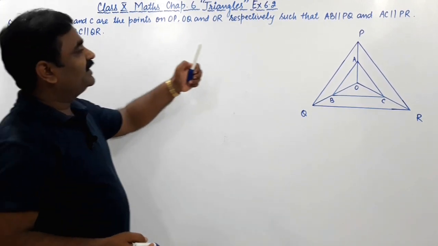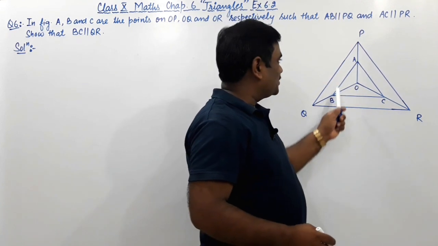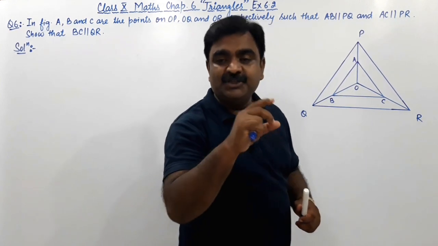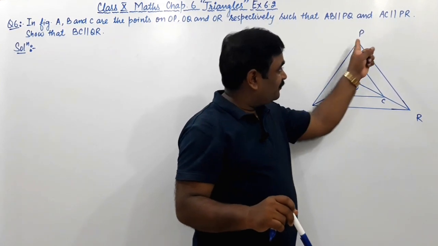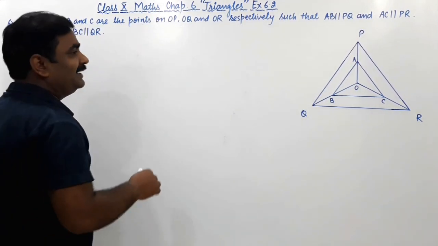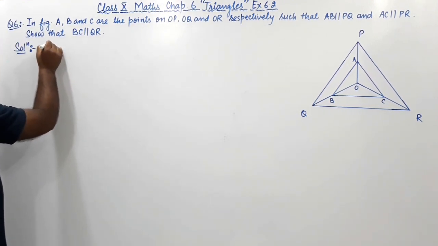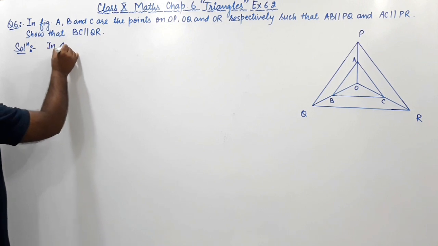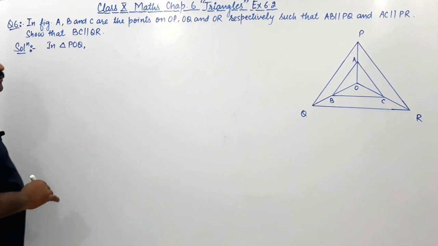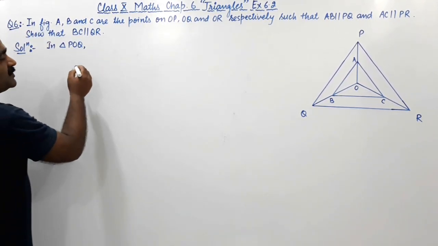First of all, it is given that AB is parallel to PQ. So this AB and PQ, these two sides belong to which triangle? Triangle POQ. So we need to apply the Thales theorem in triangle POQ. In triangle POQ, AB is parallel to PQ.